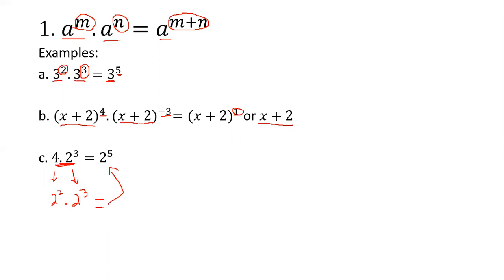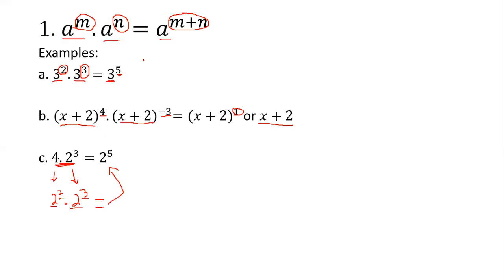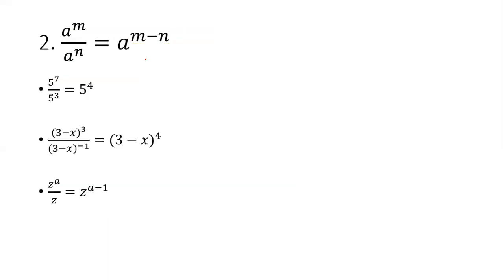Kasi nga, we copy the base, then we add the exponents 2 and 3. So 2 plus 3, that gives us 5. So yan po yung first law of exponents. Next one. Yung number 1 po pala is called the multiplication law. Number 2 is division. So as you can see, meron po tayong bar line dyan.